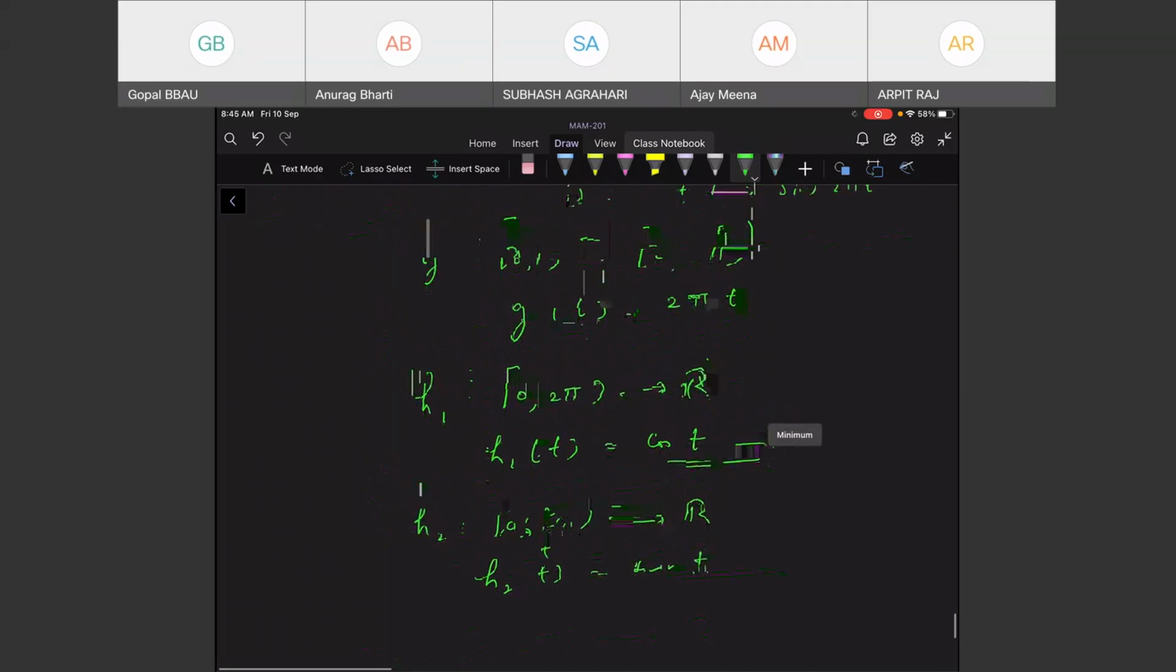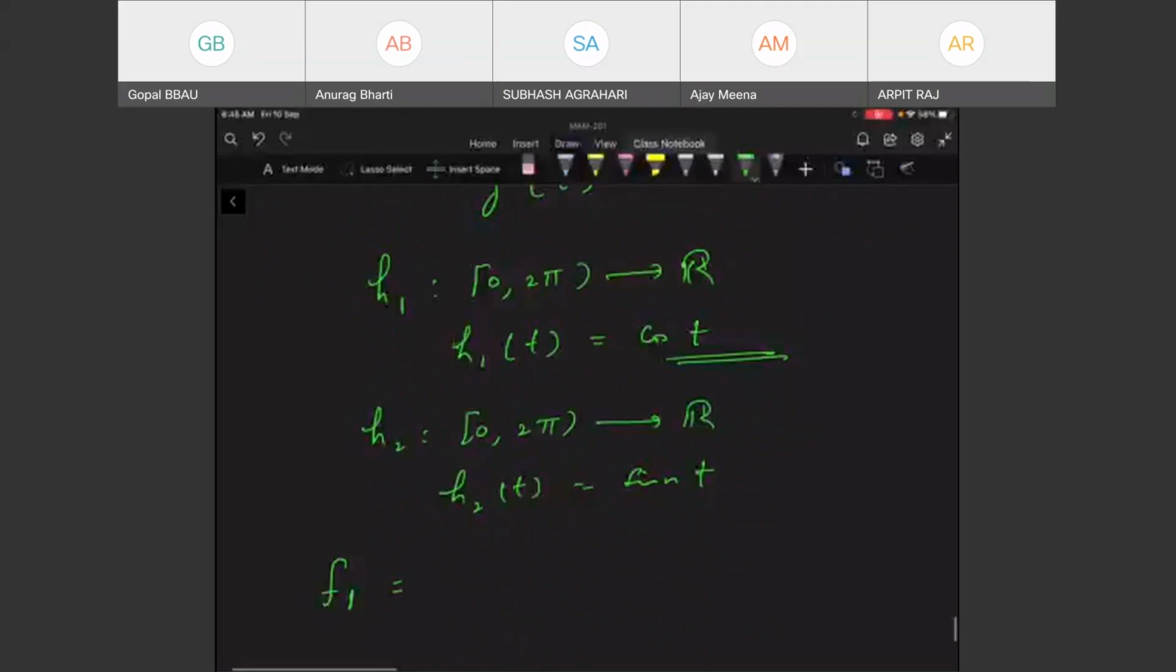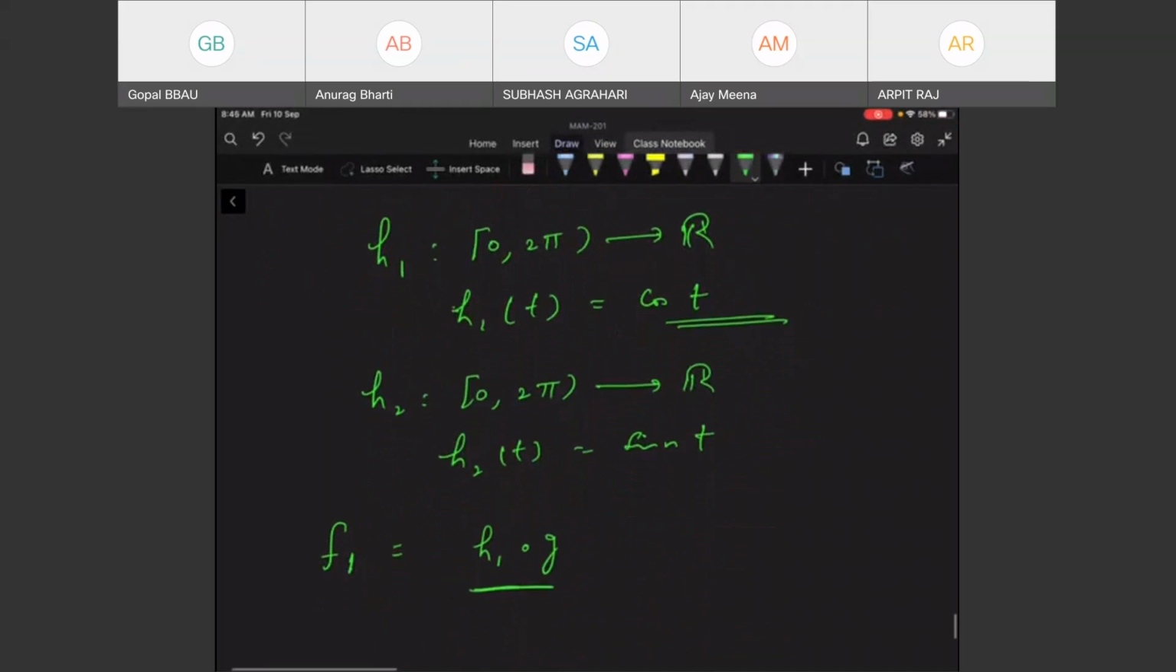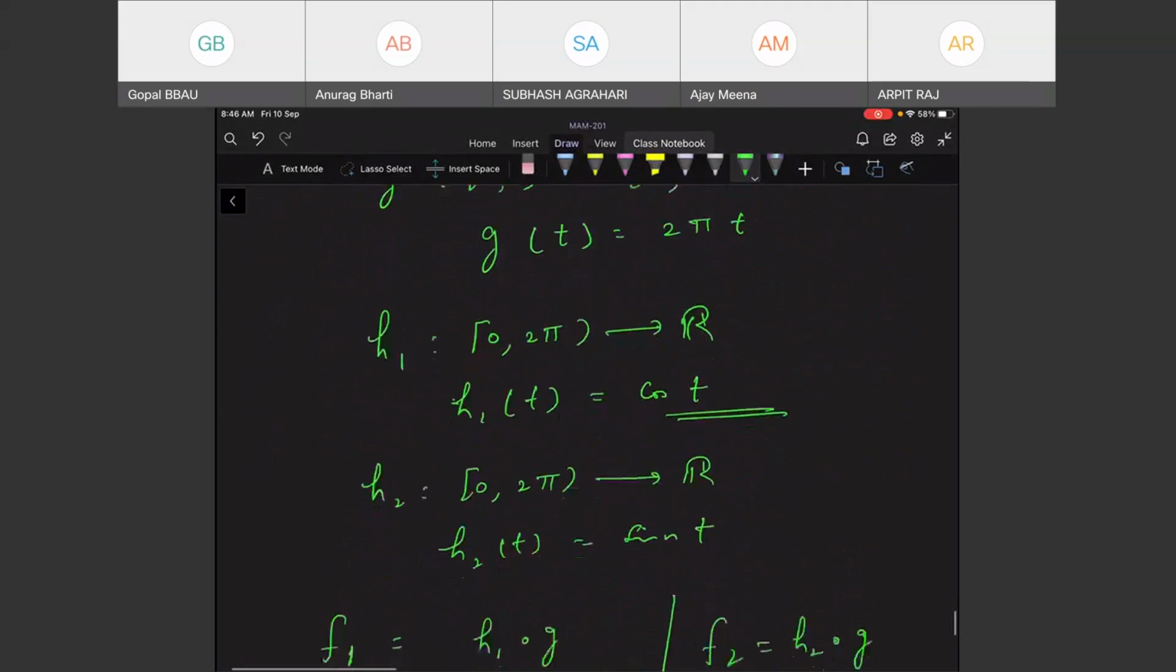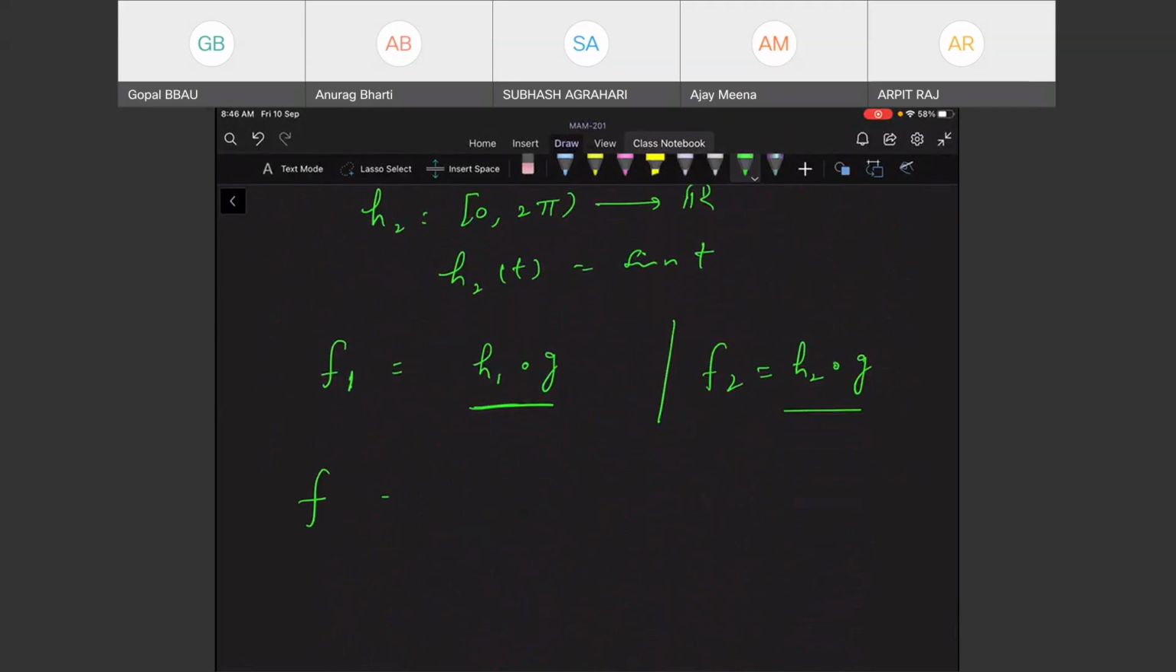Now, what are F1 and F2? F1 is h1 of g. This is a composite of two continuous functions, therefore F1 is continuous. F2 is h2 of g, again a composition of two continuous functions, therefore F2 is continuous. And we have this map F, which is nothing but (F1, F2), and both coordinate functions are continuous, therefore F is continuous. But F inverse is not continuous.